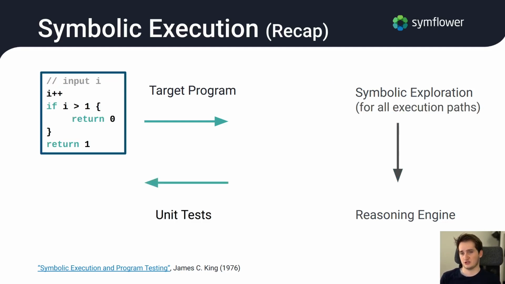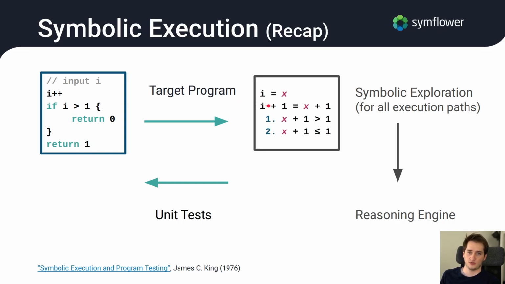To show this in a very quick and dirty hand example, rather for intuition: we have a program with some input I that we increment, and then we check if this I is greater or smaller than 1 or equal. If I is greater than 1, we return 0, so we jump into this if condition, and if I is smaller than or equal to 1, we return 1 because we jump over the if.